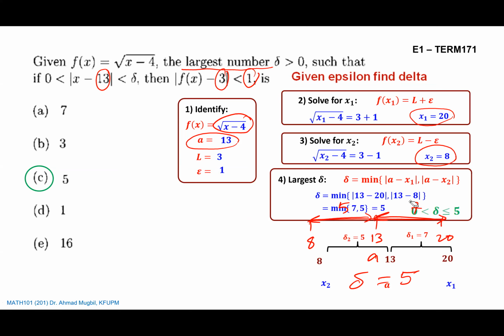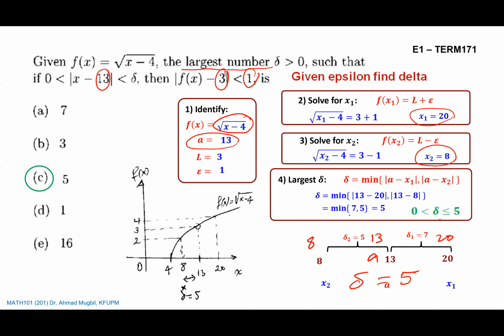Is the distance from the left always shorter than the distance from the right? No. It is just by chance here. Okay. This is, of course, if you want to use the graph, I don't think that you can use it, of course.